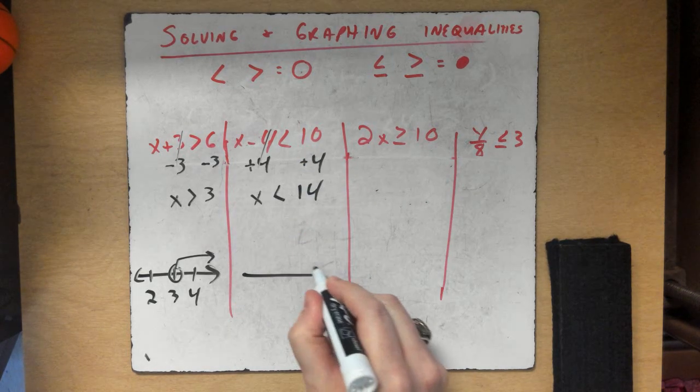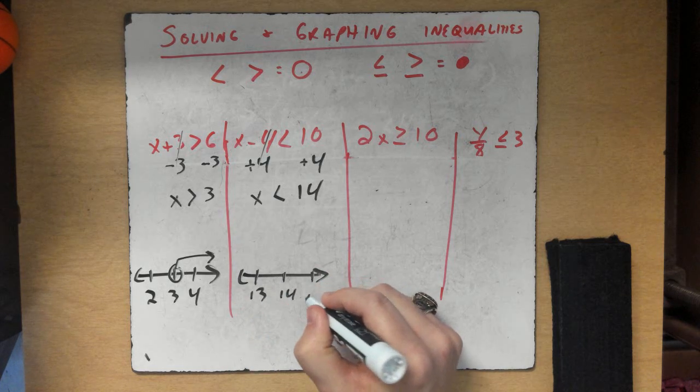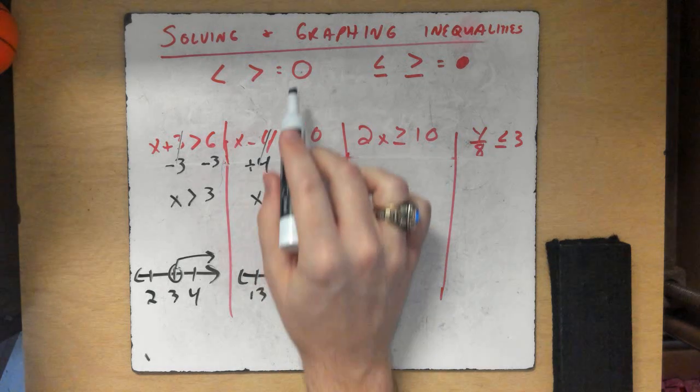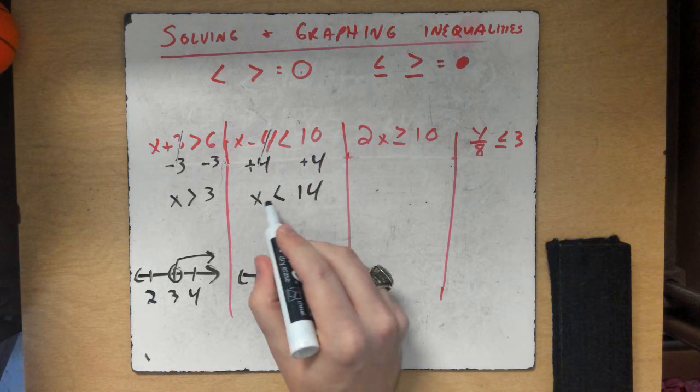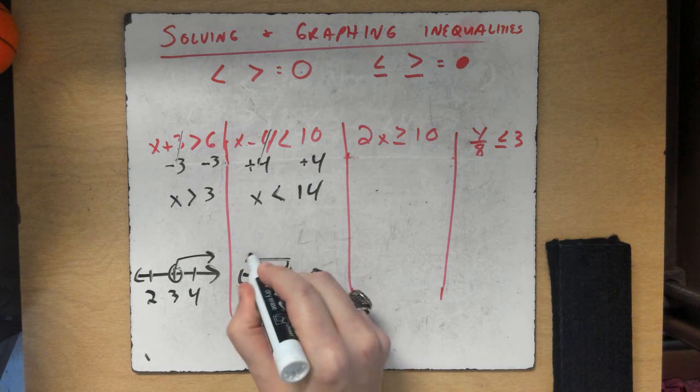If we want to graph this on a number line, we'll do the same thing. We'll do 13, 14, 15. Look at our symbol, no line, open circle, letter first. The point is to the left, so we go to the left.